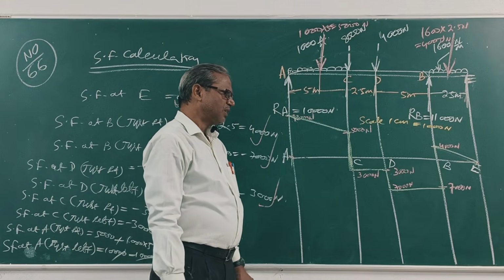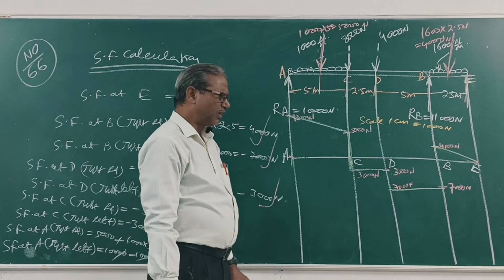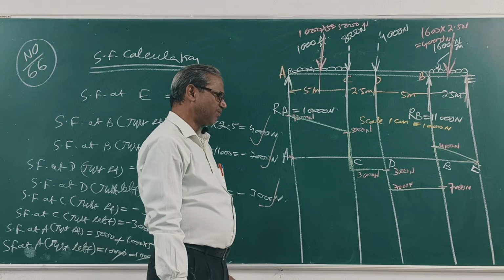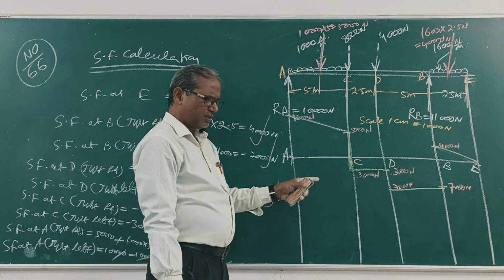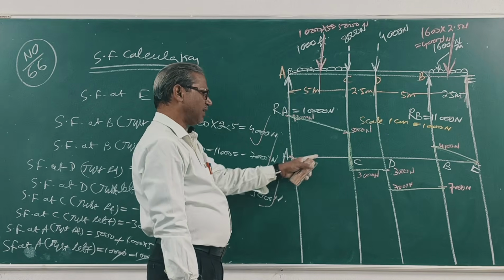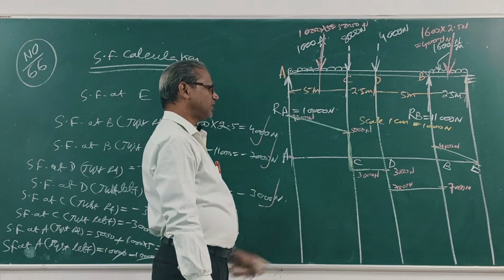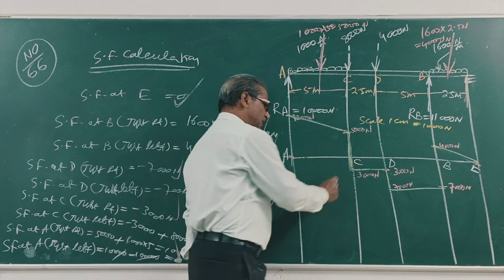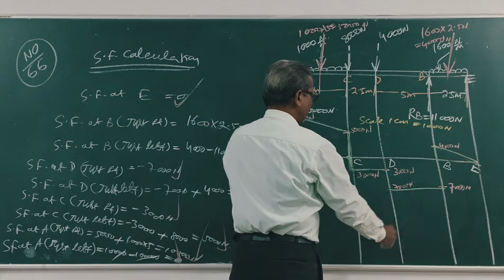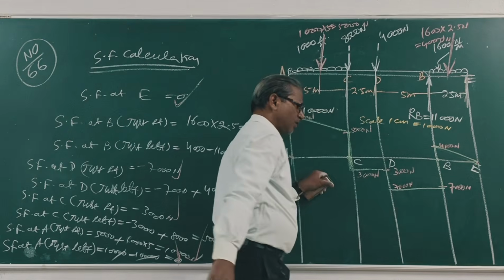Clear? Now we will draw the bending moment diagram. After calculating the bending moment, draw all the points. Here the shear force changes sign at C and B. At these two points, the bending moment is maximum. Clear? At C the bending moment is maximum, at B the bending moment is maximum.